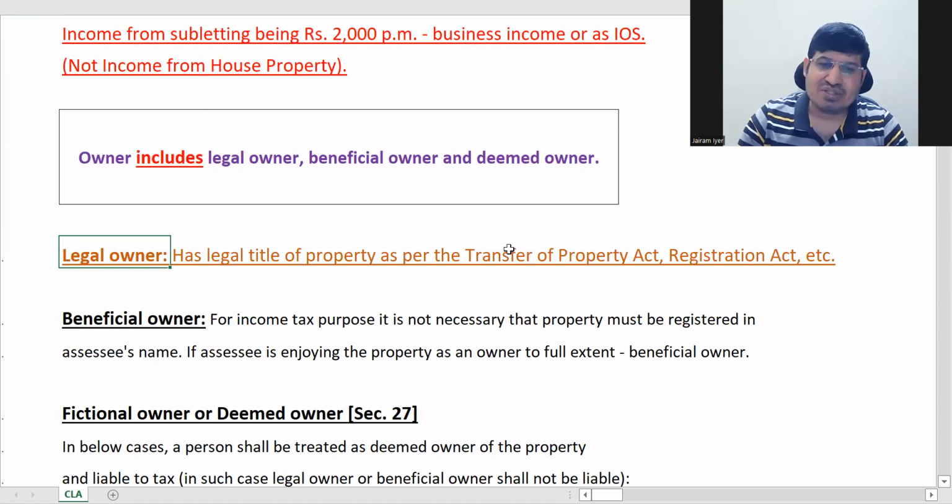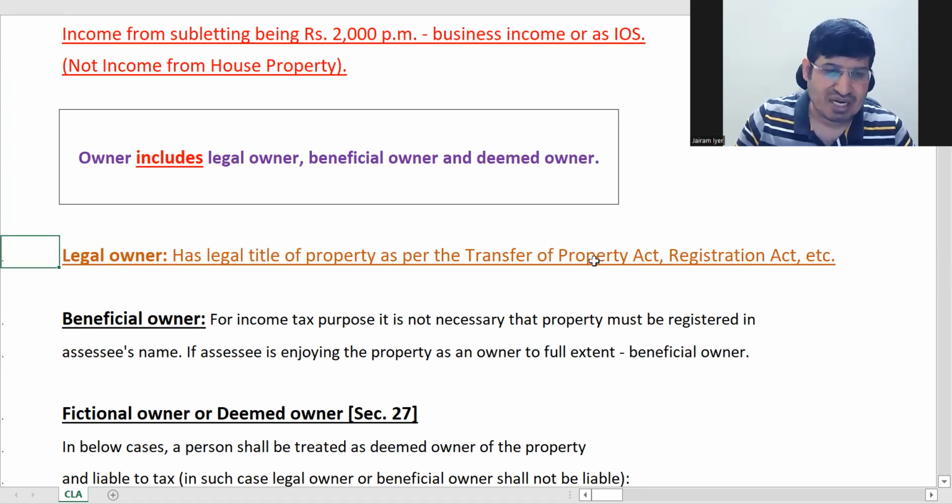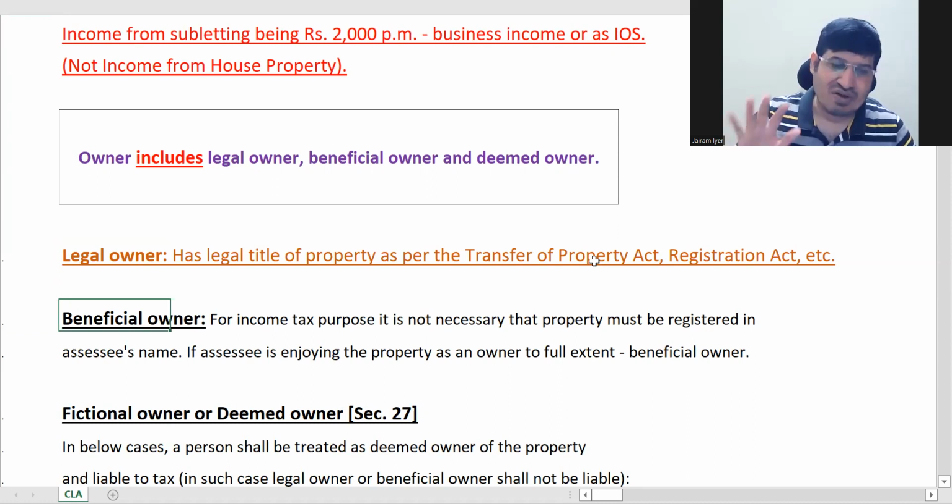Sometimes when the deal is not fully complete, the Transfer of Property Act applies, where some part of payment is yet to be done, but the possession is given. In those cases, the Transfer of Property Act applies. Otherwise, the Registration Act applies. That is legal owner, that's what we all know. In general, legal owner is the owner.